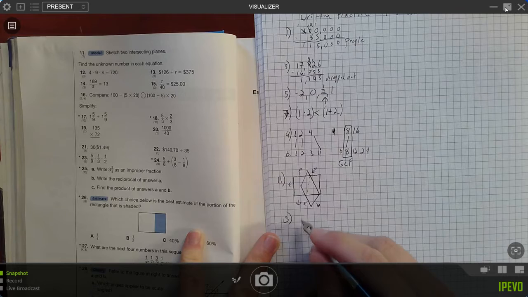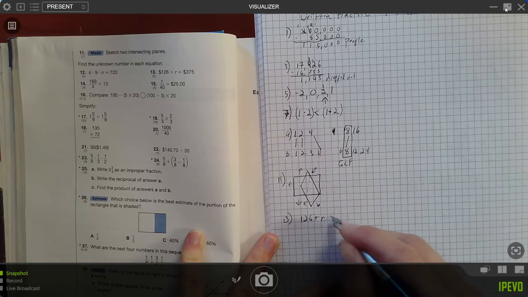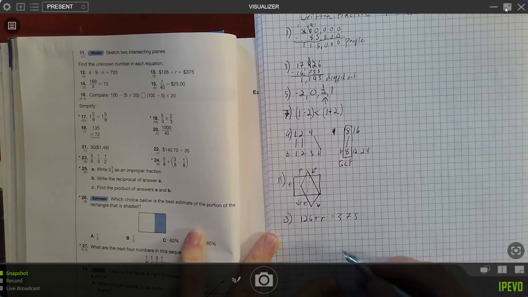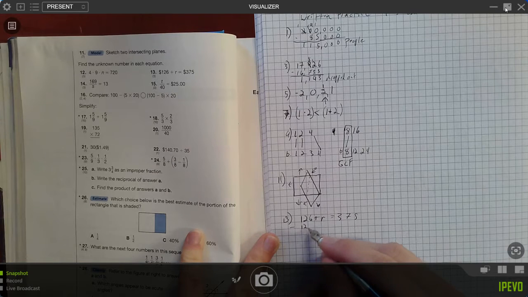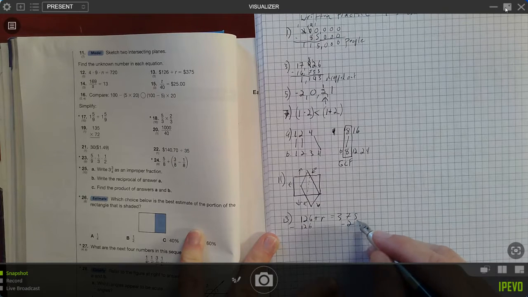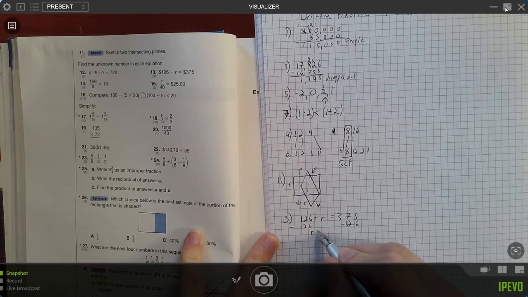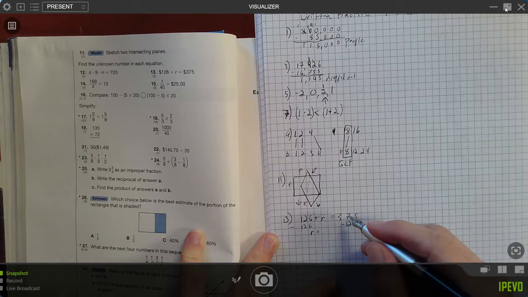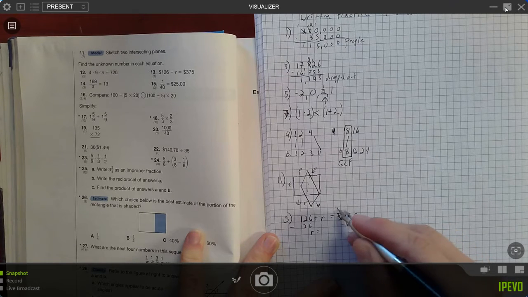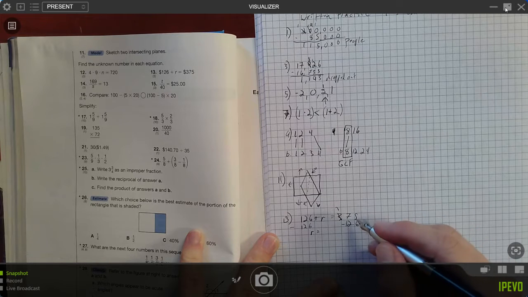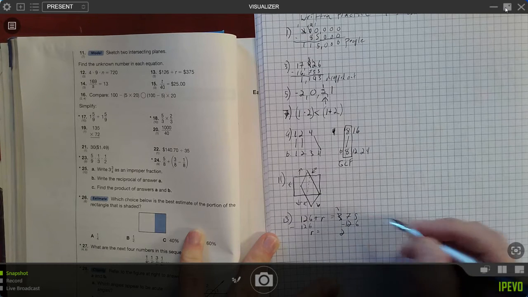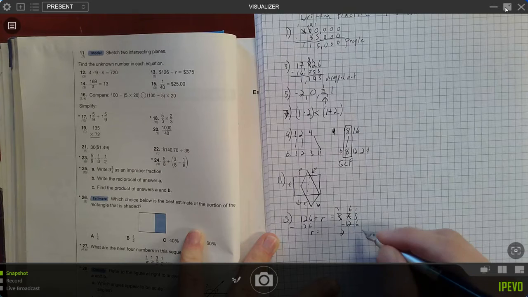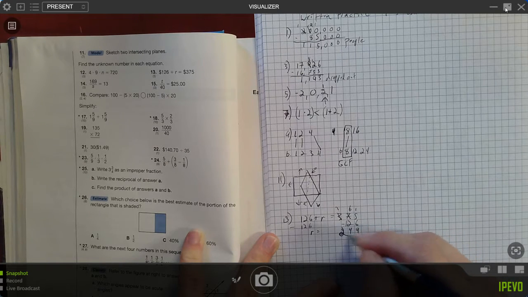13 is 126 plus r equals 375. Well, we can do the inverse. We could subtract 126 from both, which is easy to do when you know your subtraction facts, right? So let's do, no, that just is 3. So 9 and 4. So 249.